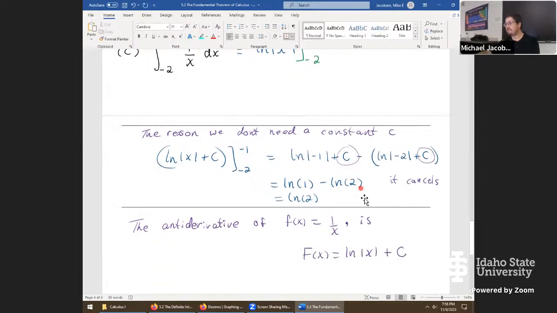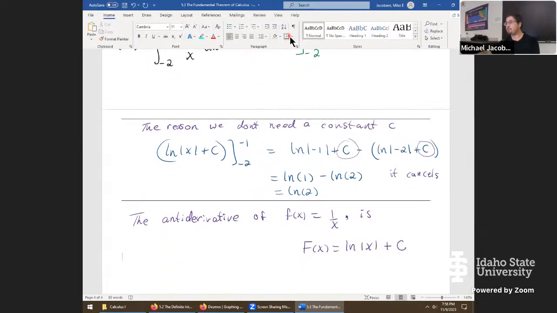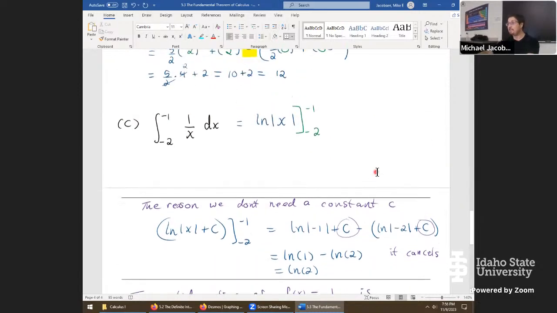Let me put a little border here. And don't forget, this antiderivative is very important. Whenever we do an antiderivative of 1 over x, don't forget the absolute values. That's the easiest thing to miss on this kind of thing.